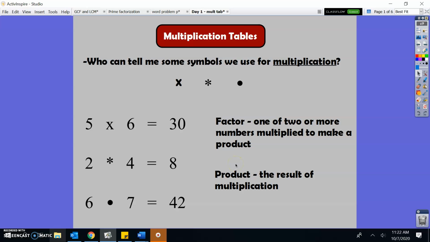So the product of 6 and 5 is 30. The product of 4 and 2 is 8. And the product of 7 and 6 is 42. So we're going to try to use that word product as much as possible when we're talking about multiplication problems.